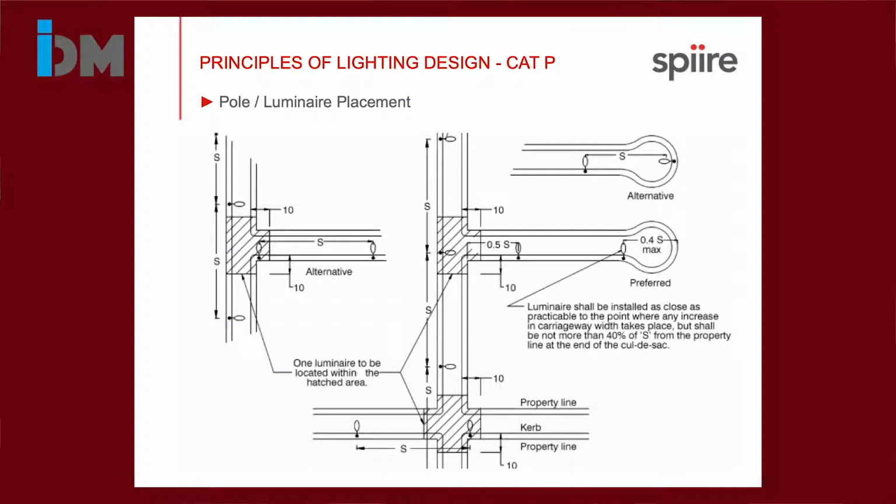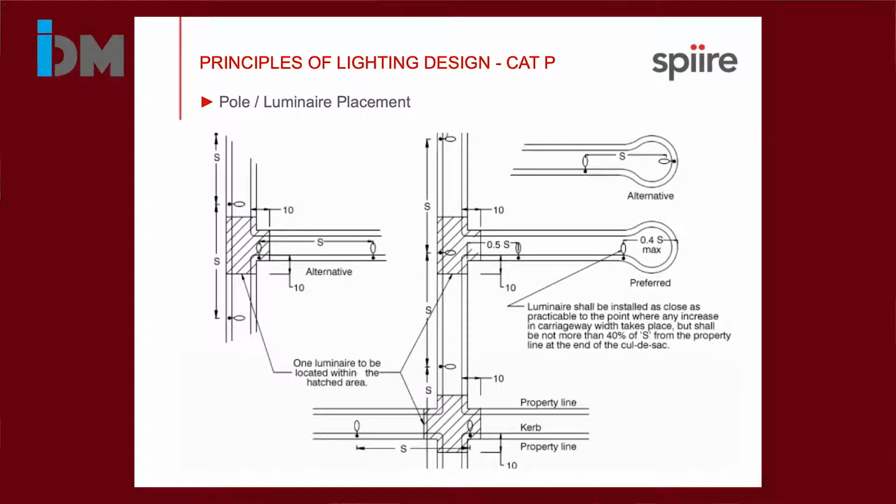These diagrams here are basically for pole and luminaire placement. These are in category P residential areas, and you must have a lantern in this area at an intersection, and then you've got spacing, which is available from spacing tables for a particular lantern and a particular mounting height. There is a requirement to maintain this spacing, but you always must have a lantern within this hatched area. Similarly across the other side there, and also in court bowls.